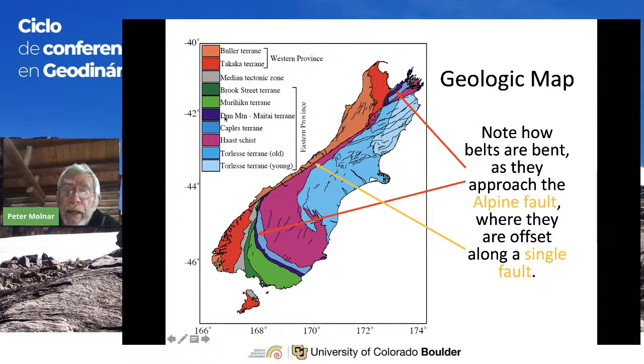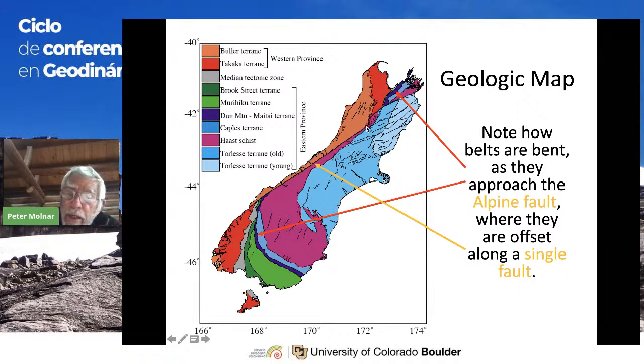Dun Mountain is the place where the rock dunite was first found. This is a piece of mantle. So this is an ophiolite suite with mantle rock in here. Dunite is an olivine-rich piece of the mantle. And one sees it continuing down here. And then there's the Alpine Fault, the strike-slip fault that goes through here.